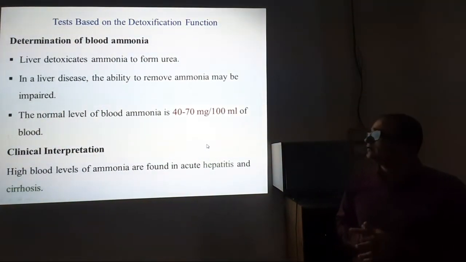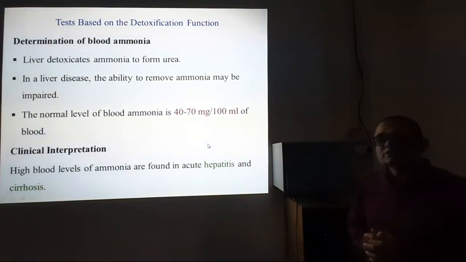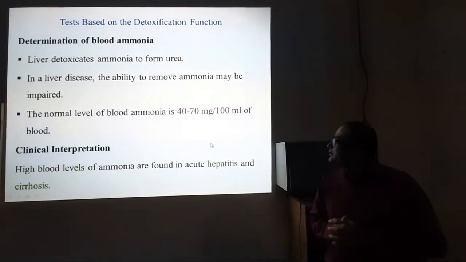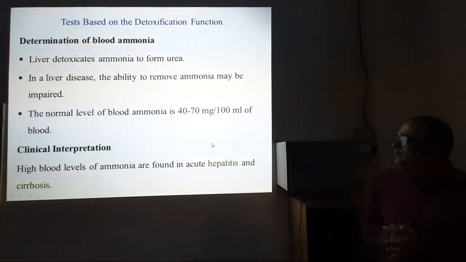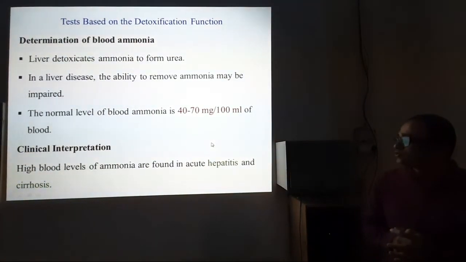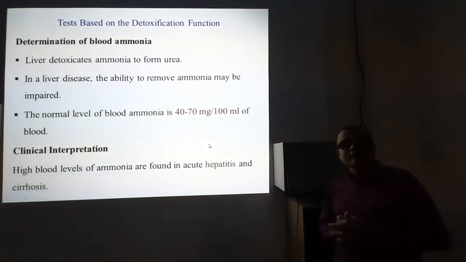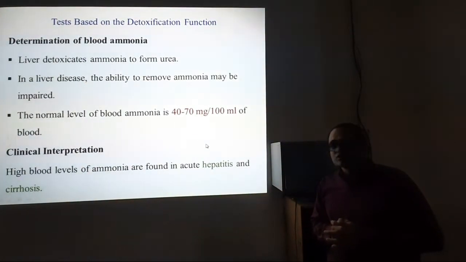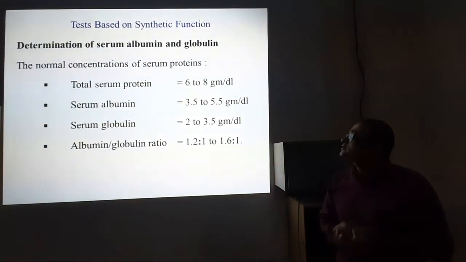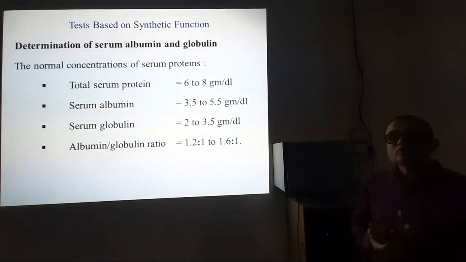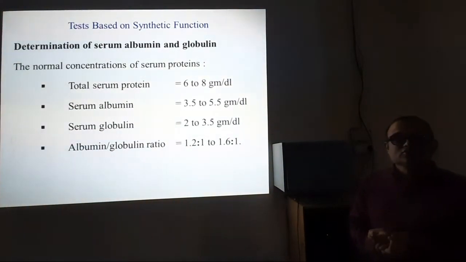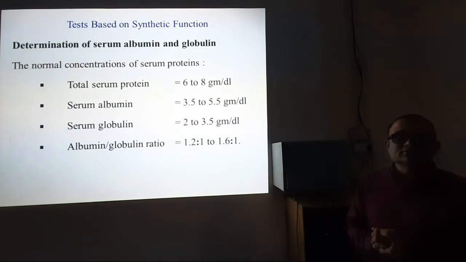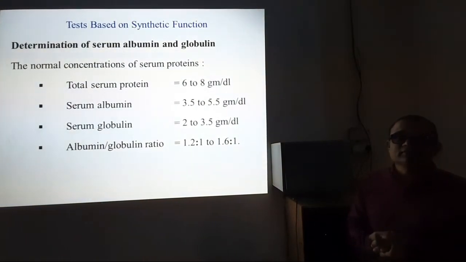So what is the normal level of blood ammonia? It is 40 to 70 milligram per deciliter of blood. And what is the clinical interpretation? High blood levels of ammonia are found in various liver disorders like hepatitis and cirrhosis. Now the tests based on the synthetic function. What is the most important synthetic function of the liver? Synthesis of plasma proteins.